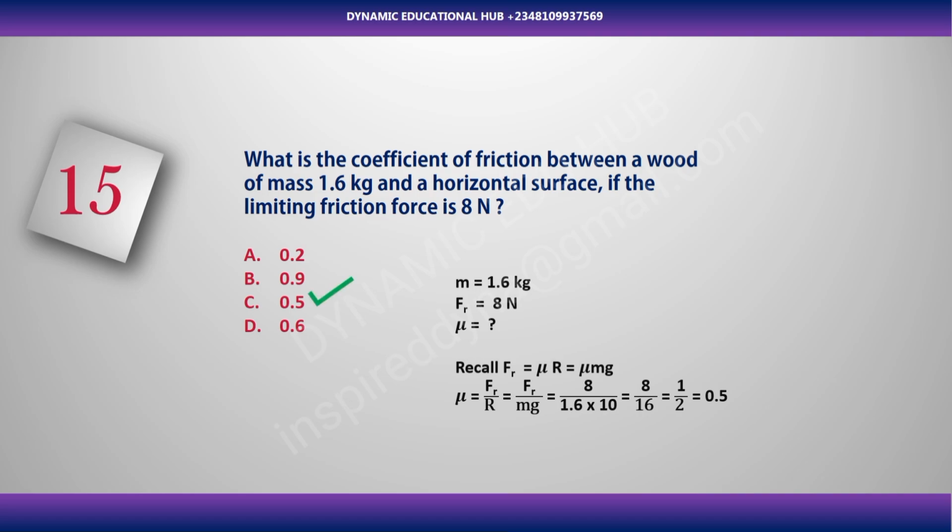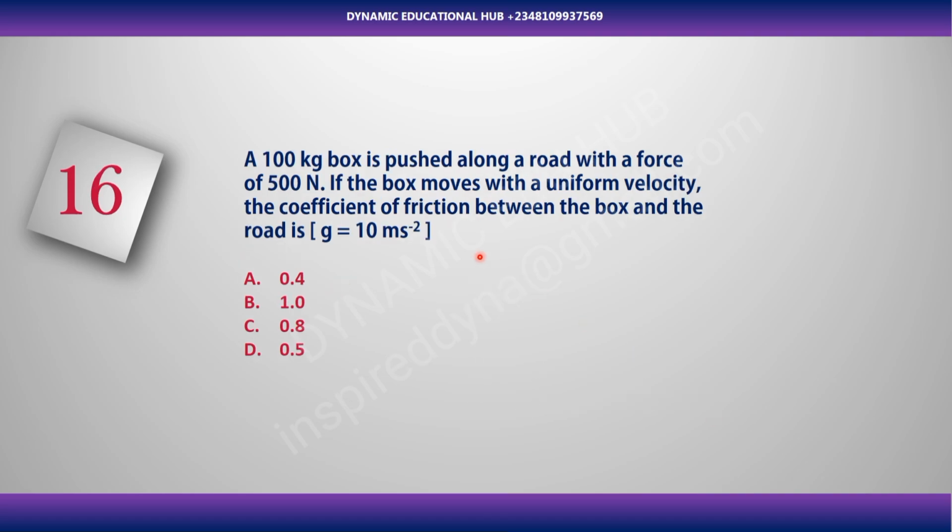0.5. The next question: a 100 kilogram box is pushed along a road with a force of 500 Newton. If the box moves with a uniform velocity, the coefficient of friction between the box and the road is, wow. So you are given a box here, pushed along a road with a force of 500 Newton. This one is the moving force, pushing force. So if the box moves with a uniform velocity, the coefficient of friction between the box and the road is. Now to solve this, it's very simple.